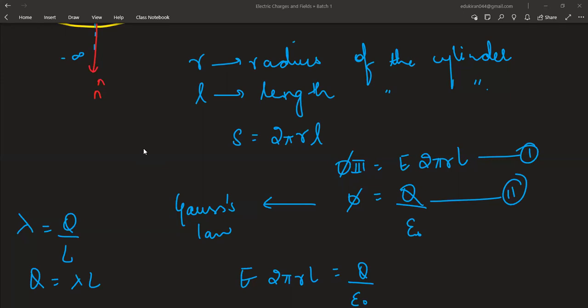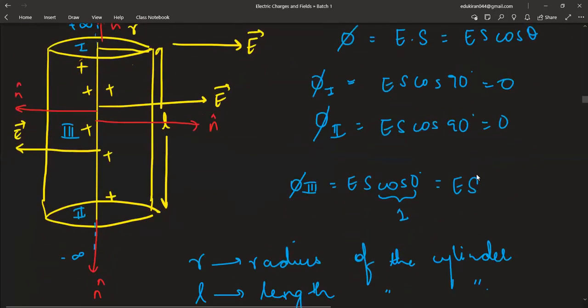Ma'am, could you please explain this again? I couldn't understand. See, when we are talking about flux, it is E into surface area, right? So electric field is E and surface area is 2 pi R L. And we have Gauss theorem also. Yes, from the start. This part you have not understood. Yes, from the start, can you explain once again?